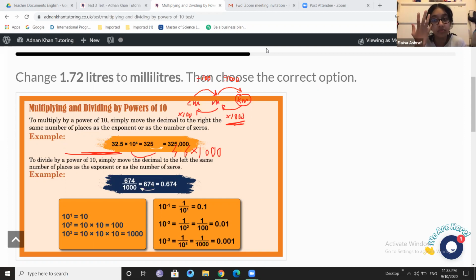Would it be 1,720 milliliters? And how did you come up with that? I did 1.72 liters times 1,000.